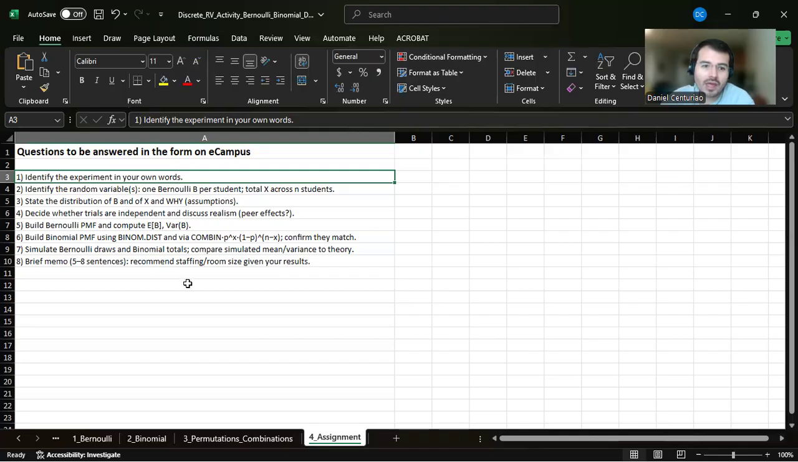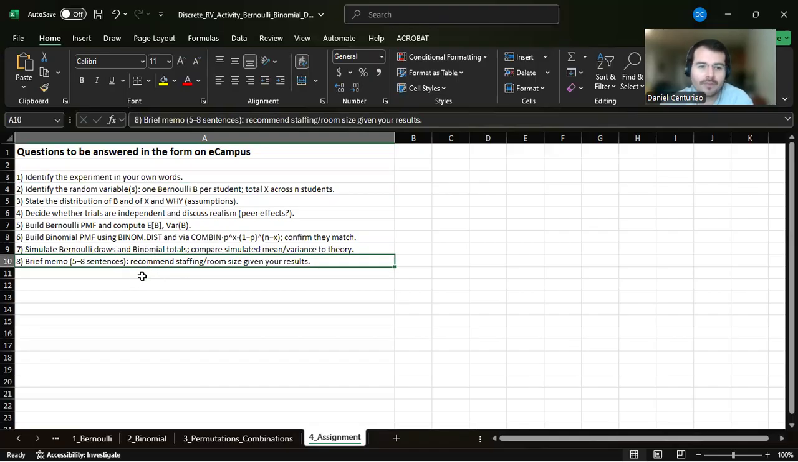In the end, the last question is to provide a brief answer and recommend what size of room we should expect in those cases, given the information that we have and knowing the expected sign-ups in each one, for the session that we are planning.